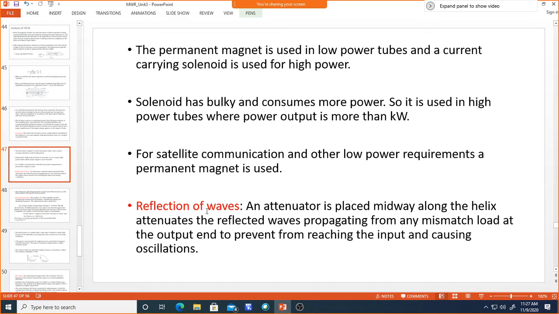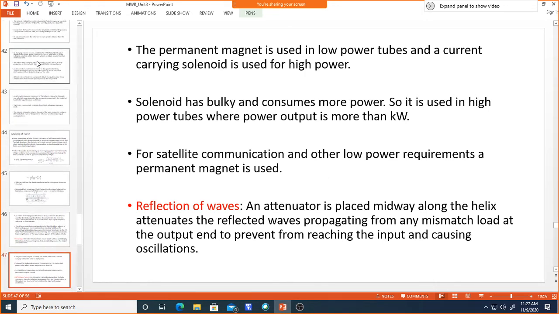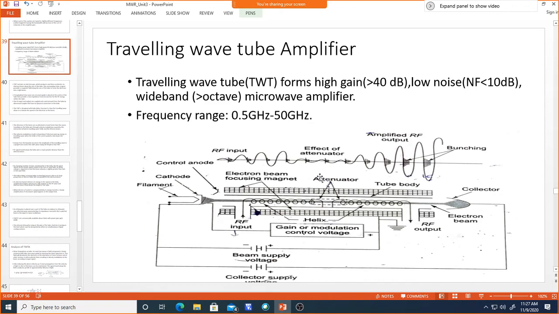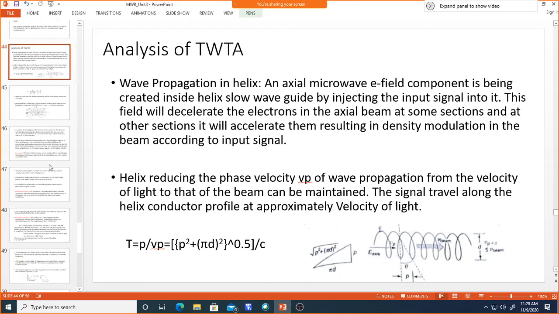So reflection of waves, as I said, the attenuator is placed in order to reduce the reflection which is due to mismatch at the output section of the traveling wave tube. Due to this impedance mismatch, reflection exists, and reflected waves will propagate from output to the input side, which will cause oscillation. In order to reduce that, the attenuator is placed exactly midway along the traveling wave tube. So here you can see the attenuator which is placed here. Okay.